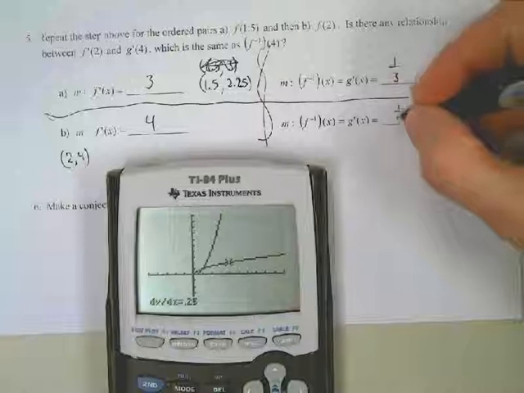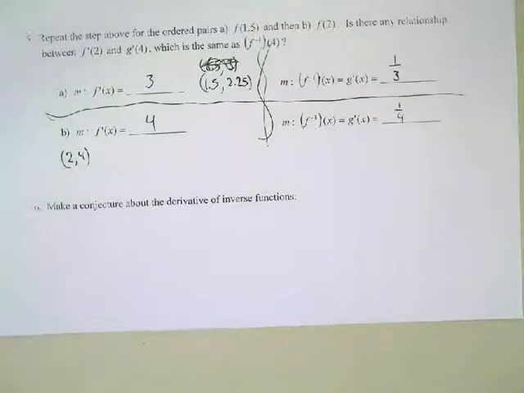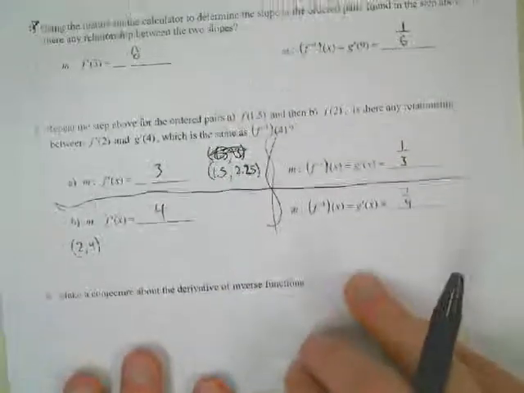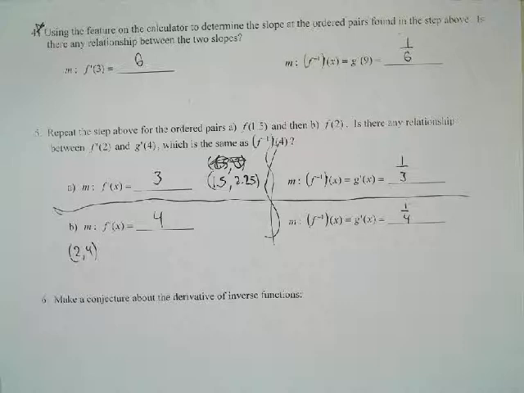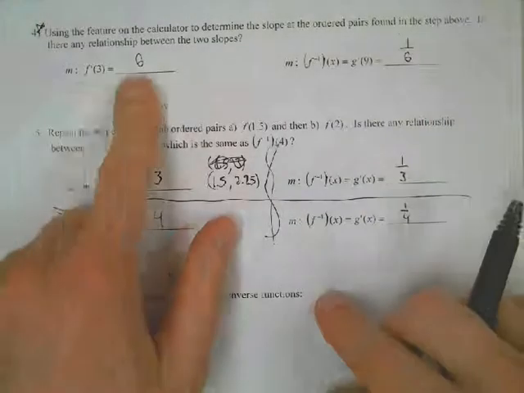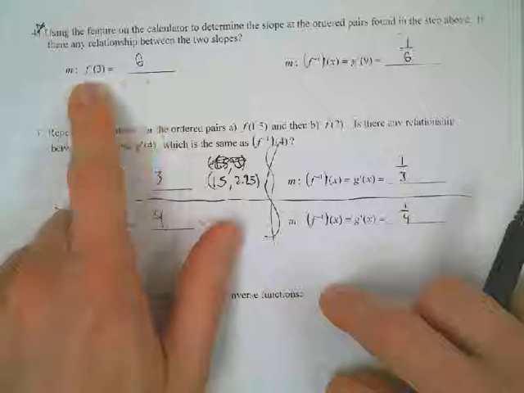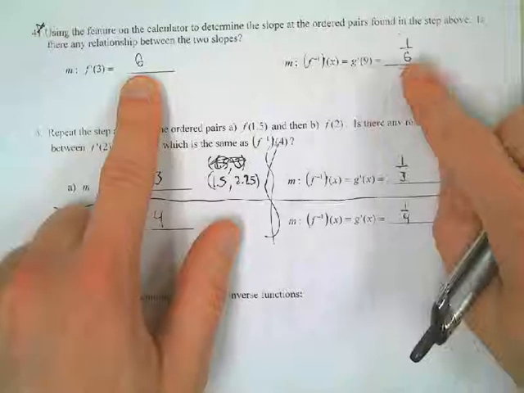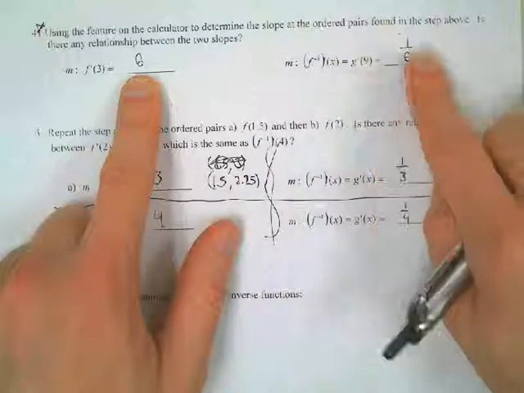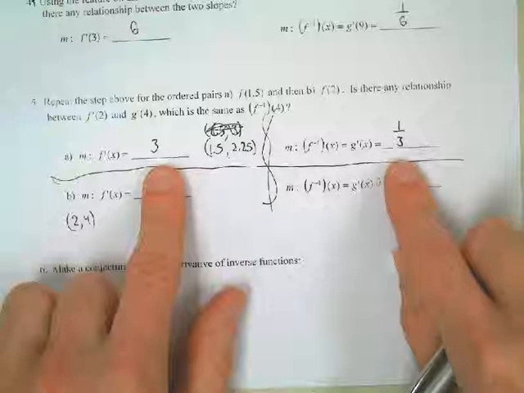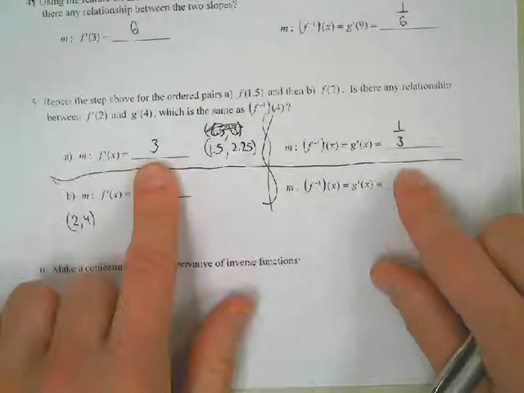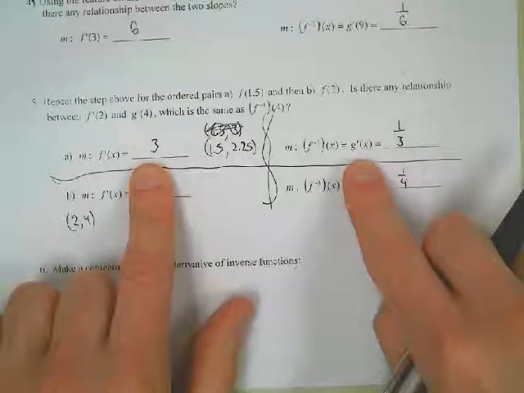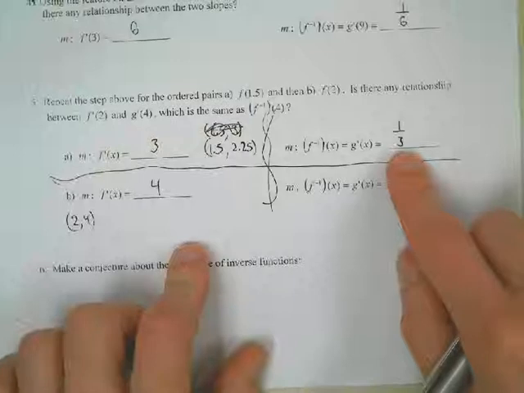Okay, so if you see here, we evaluated the derivative of the function at 6, and then we evaluated at the inverse point the derivative of the inverse, and it was 1/6. Here again, we evaluated the function's derivative at 1.5 to be 3, but then we evaluated the derivative of the inverse at its inverse point, 1/3, and then 4 was the slope, and then 1/4.